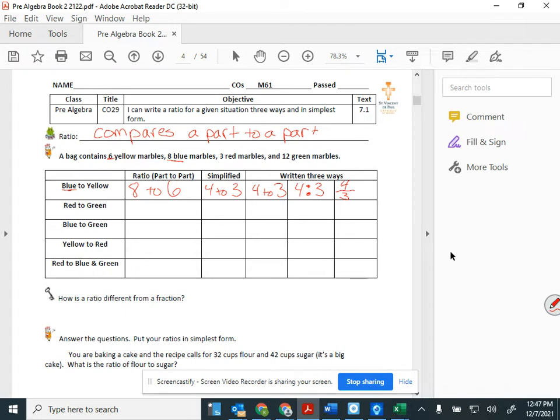So when we say red to green, we have to look at the red marbles first. Why do you look at the red marble first? Because it says red here first. So that's how we know which number goes to which word. If it says red first, then we have to put that number first. So whatever the first word is, the number has to correspond to it. So red is 3, green is 12. How can we simplify that? Izzy? Divide that 3 out. So it would be 1 to 4. And then write it 3 ways.